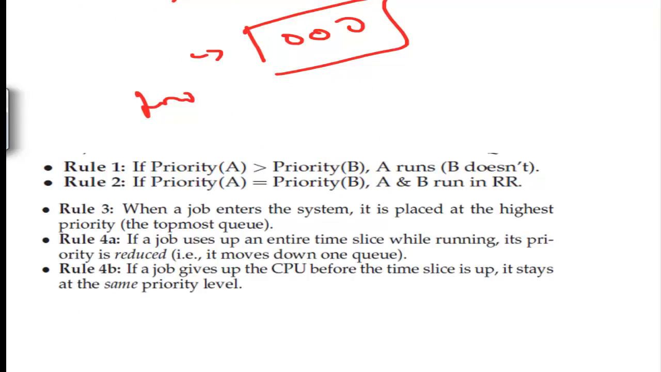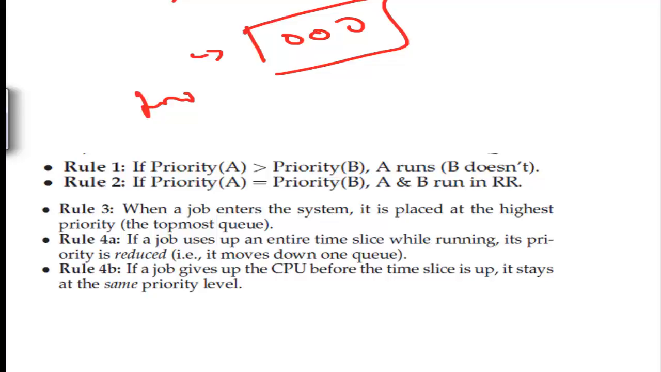So our rules will be like this: when a job enters the system, it's placed at the highest priority, the topmost queue. If a job uses up the entire time slice while running, its priority is reduced, so it moves down one queue. If a job gives up the CPU before the time slice is up, it stays at the same priority level. That means we think it is not a CPU bound job, it is rather an interactive job, so it should be in a high priority upper queue.